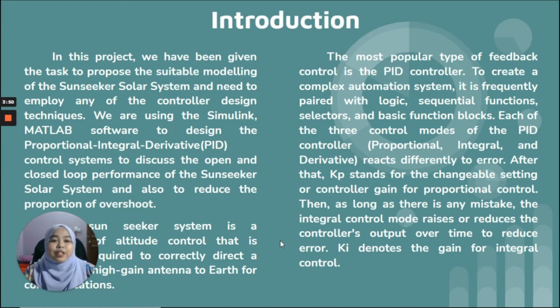Each of the three control modes of the PID controller, proportional, integral, and derivative, reacts differently to error. After that, Kp stands for the changeable setting or control gain for proportional control. Then, as long as there is any error, the integral control mode raises or reduces the controller output over time to reduce the error. Ki denotes the gain for integral control.